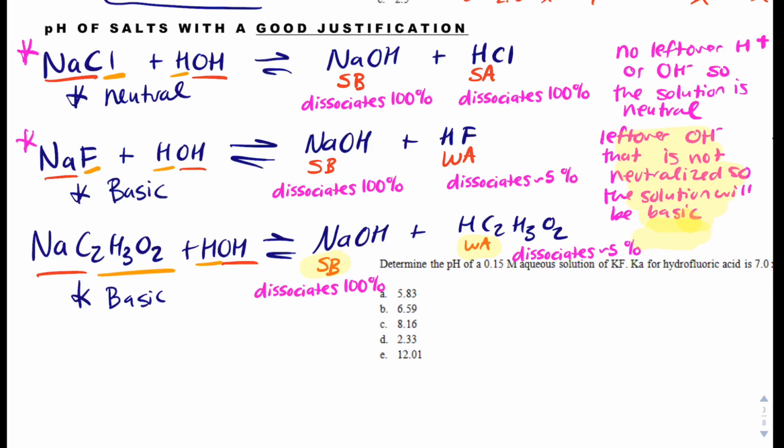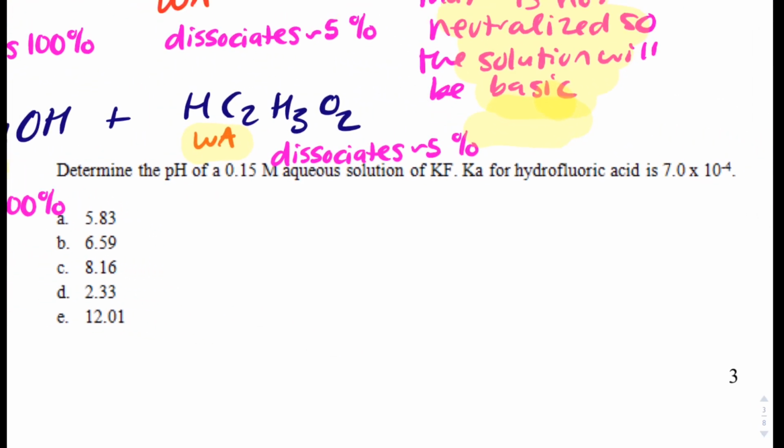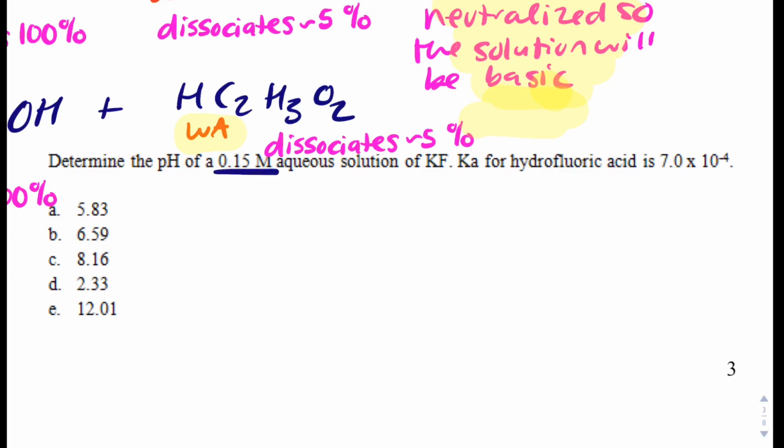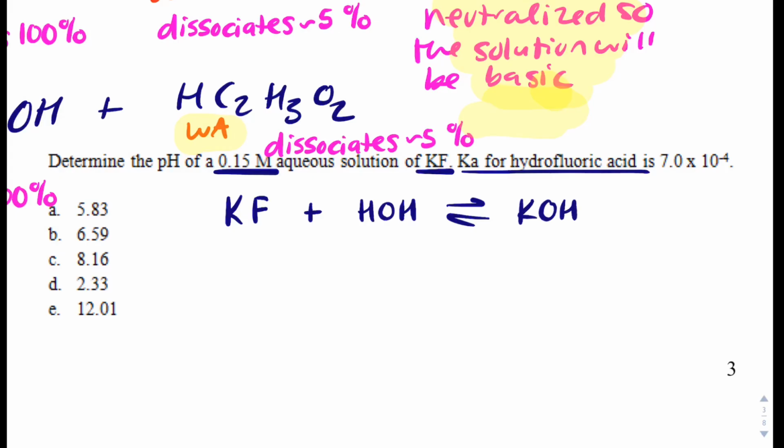Okay, now, how could I get the pH of something if I had specific numbers? Well, I've got a 0.15 molar solution of potassium fluoride, and so they give me the Ka for hydrofluoric acid. So what I want to do is I just want to set up a RICE table. I've got KF plus HOH, and I'm going to get potassium hydroxide plus HF. Okay, goodness, that took me a while.